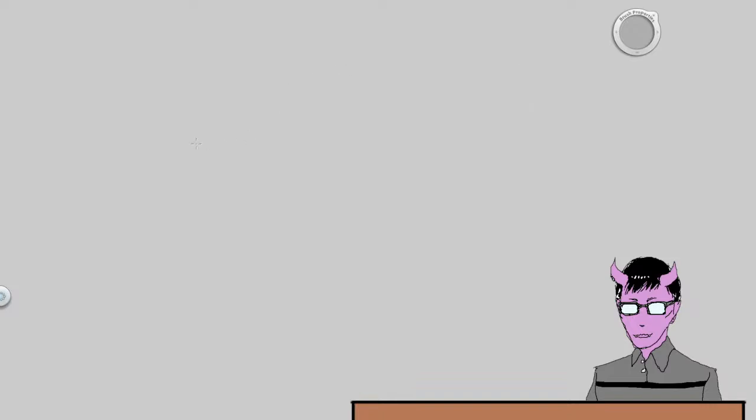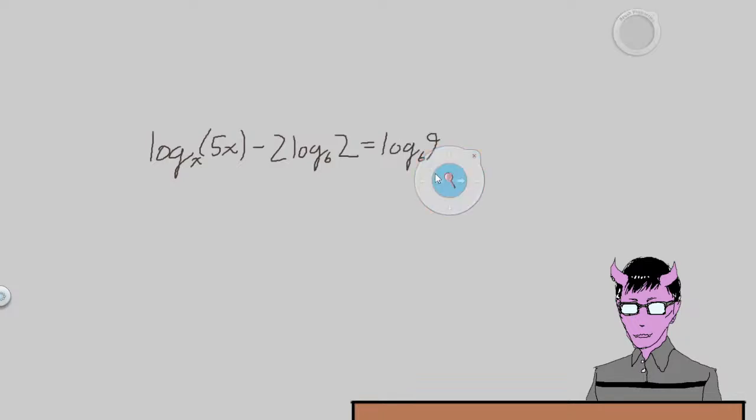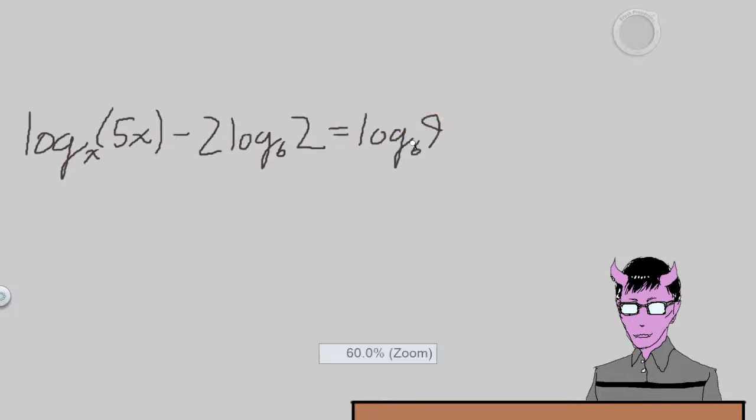Alright, here we go. So we're going to have log base x of 5x, and that is subtracting 2 times log base 6 of 2, and that's equal to log base 6 of 9. So not particularly difficult, I don't think, off the quick check.